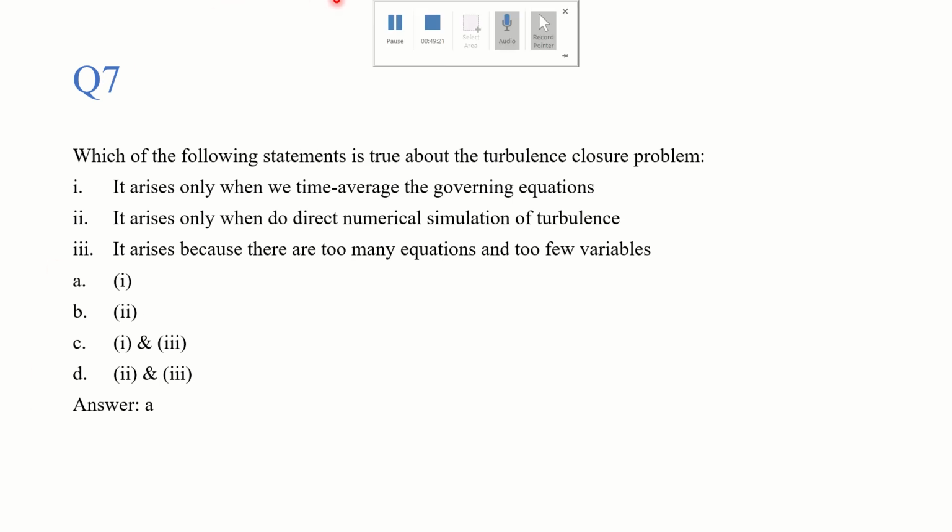Which of the following statements is true about turbulence closure problem? It arises only when we time average governing equations. It arises only when we do direct numerical solutions of turbulence flows. It arises because there are too many equations. It arises because there are too many equations and too few variables.